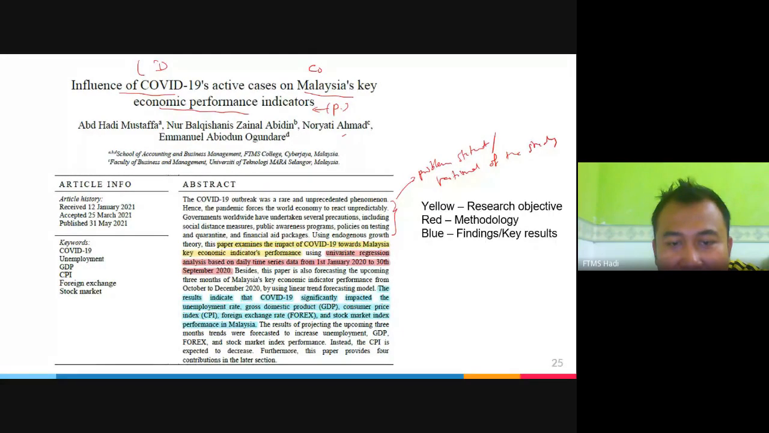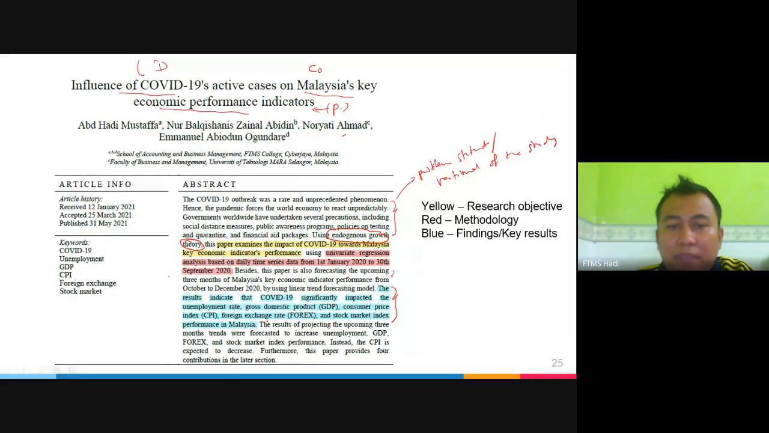You see, this paper examines the impact of COVID-19, yeah. And then this is the analysis methodology, the red one, univariate regression analysis. This one is data analysis. And then 1st January until 30th September, this one is data collection. Yeah, I collected data from COVID-19 cases, 1st January until 30 September. I also have this theory, endogenous growth theory. So I can put this in the theory table as well. And then also this is subjective. This blue one is the finding as key result. The result indicated that COVID-19 significantly impacted the unemployment rate, GDP, CPI, and so on.